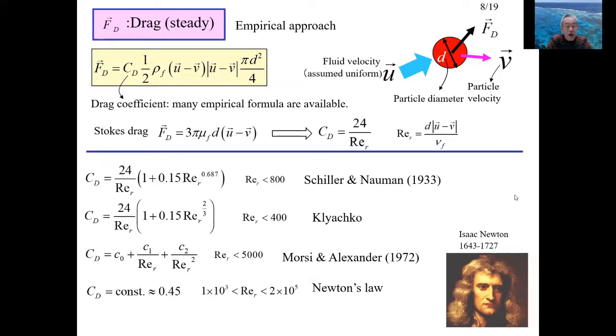Isaac Newton dropped a ball from the top of St. Paul's Cathedral in London to measure free fall drag. His result corresponds to constant C_D. So the above constant C_D is called the Newton drag. But the value of the constant obtained by Newton is different from 0.45.